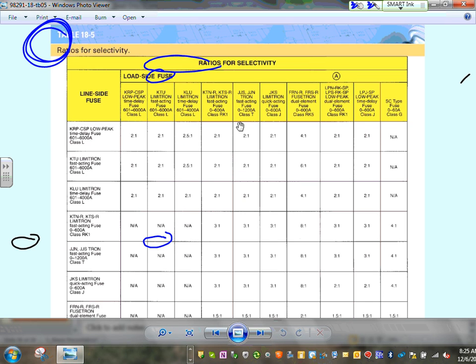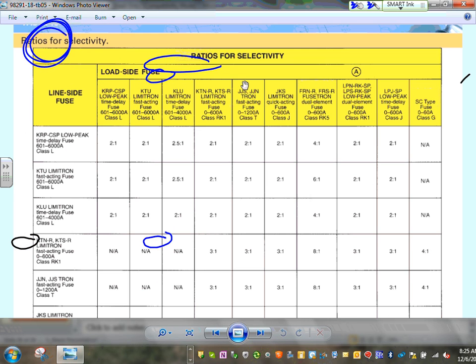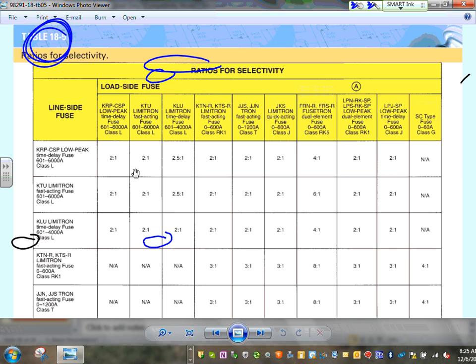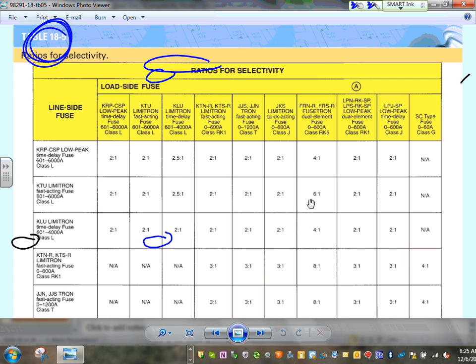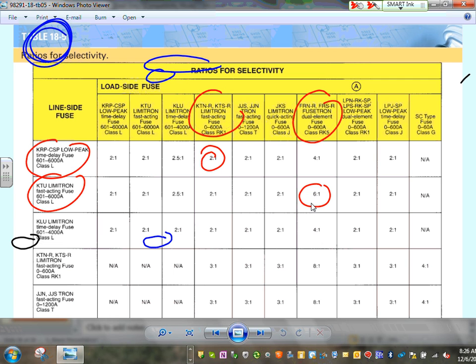Okay, coordination. The last thing, here's what's typically published by the fuse manufacturers. They will tell you to maintain full coordination, you have to maintain the following ratio. For example, if you're using this fuse with this fuse, you have to maintain a 2-to-1 ratio. If you're using this fuse with this fuse, you have to maintain a 6-to-1 ratio. What does that mean?